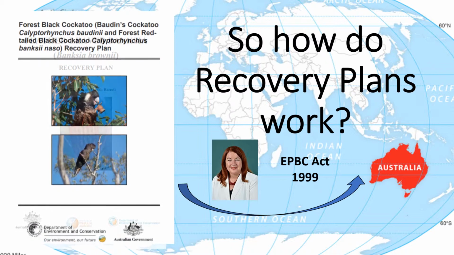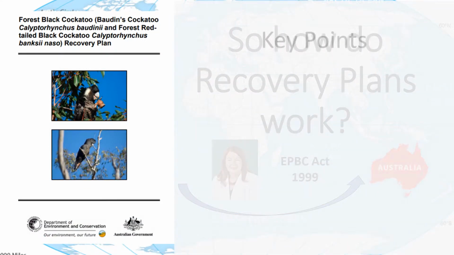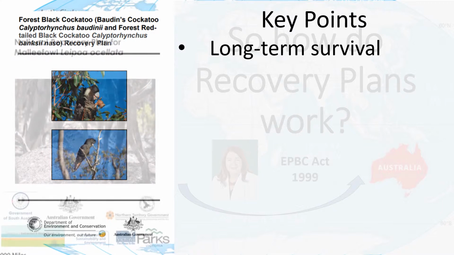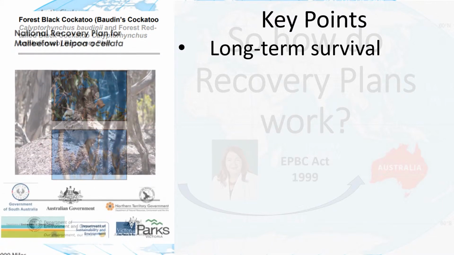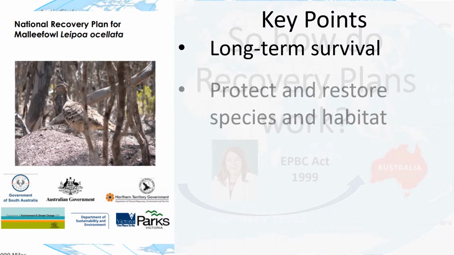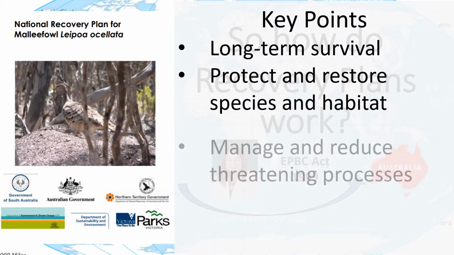Recovery plans document the research and management actions deemed necessary to stop species decline and support their recovery. Their overall aim is to maximise long-term survival. This is reportedly achieved by stating what must be done to protect and restore important populations of threatened species and habitat, as well as how to manage and reduce threatening processes.